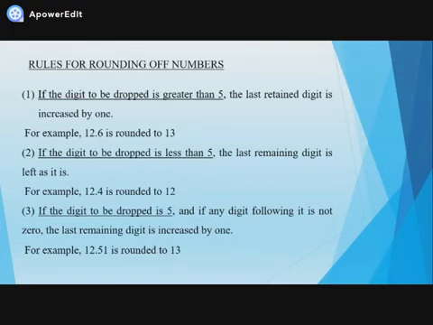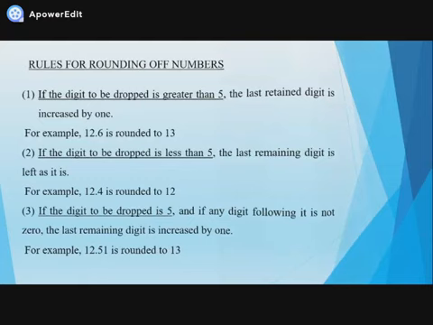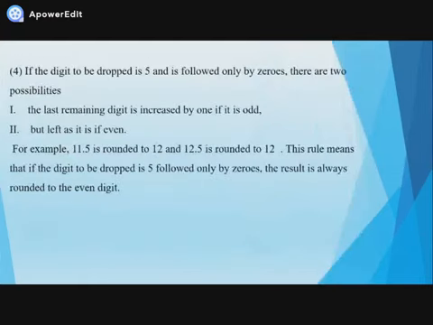Number 3rd rule is if the digit to be dropped is 5 and if any digit following it is not 0, the last remaining digit is increased by 1. For example, 12.51 is rounded to 13. Fourth rule is if the digit to be dropped is 5 and is followed only by zeros, there are two possibilities. Number 1, the last remaining digit is increased by 1 if it is odd, and number 2, left as it is if even.